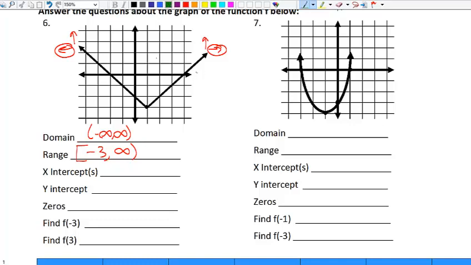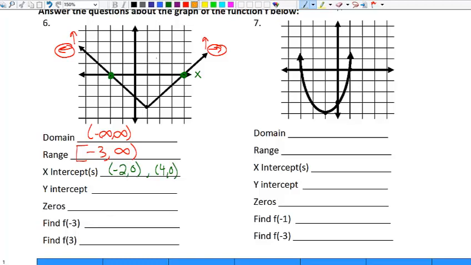The next question says x-intercept. So you're going to look at the x-axis and look all the way to the left and to the right, and you're looking to see where your graph crosses the x-axis. And then all you do is list that. So my graph crosses the x-axis at (-2, 0) and also at (4, 0).